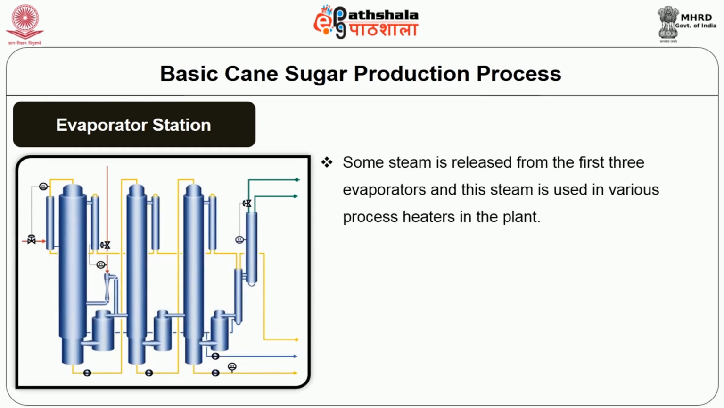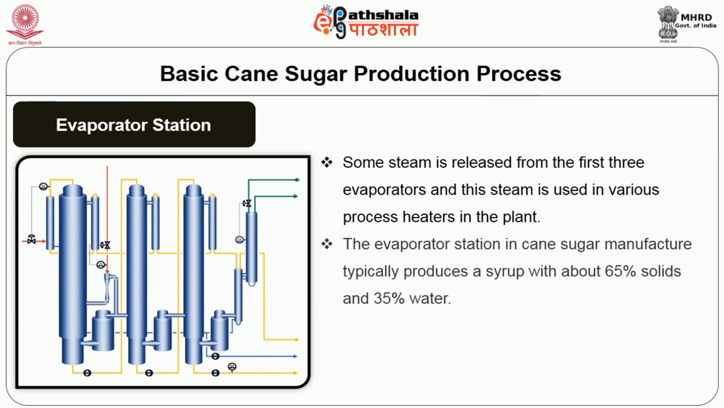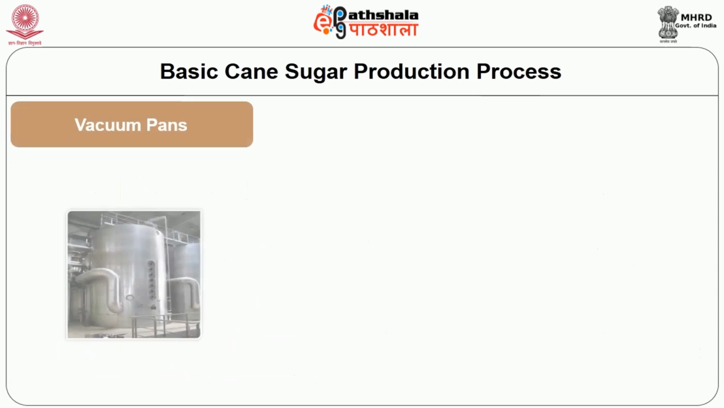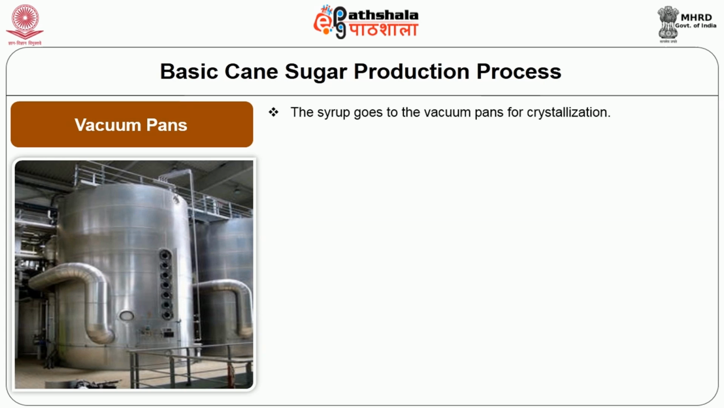Some steam is released from the first 3 evaporators, and this steam is used in various process heaters in the plant. The evaporator station in cane sugar manufacture typically produces a syrup with about 65% solids and 35% water. Following evaporation, the syrup is clarified by adding lime, phosphoric acid and a polymer flocculant, aerated and filtered in the clarifier. From the clarifier, the syrup goes to the vacuum pans for crystallization.